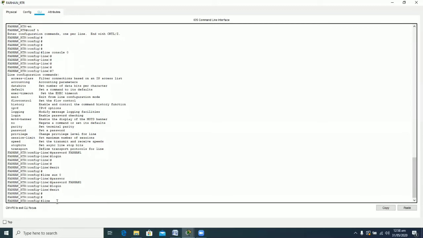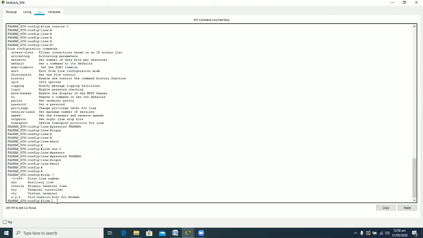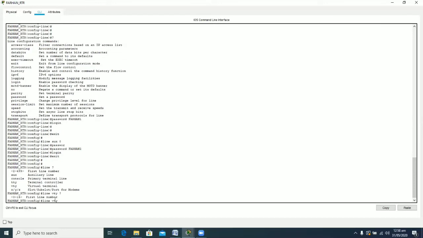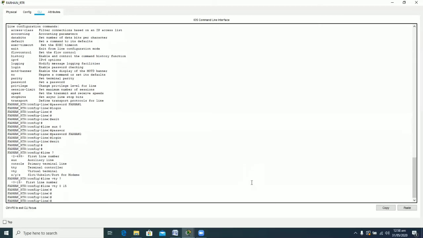Now talking about the VTY connections, after writing the word line, you can use the help feature. So you can see that we are working on the auxiliary connection, the console connection, and the VTY connection. So now line VTY 0 to 15. There can be 16 telnet connections at the same time, 0 till 15. So 0 without any gap, you have to write 15. And now we are in the telnet line sub interface mode.